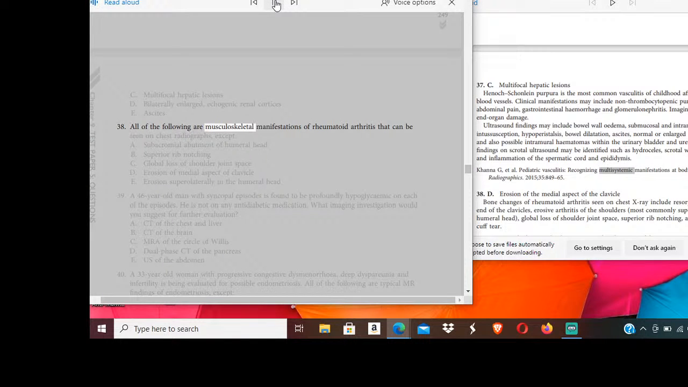38. All of the following are musculoskeletal manifestations of rheumatoid arthritis that can be seen on chest radiographs, except: A. Subacromial abutment of humeral head. B. Superior rib notching. C. Global loss of shoulder joint space. D. Erosion of medial aspect of clavicle. E. Erosion supralaterally in the humeral head. 39.